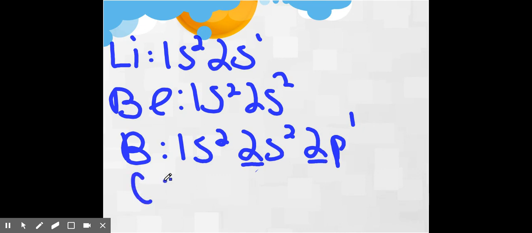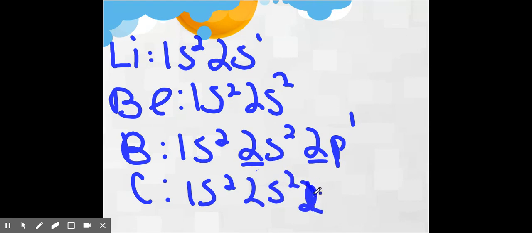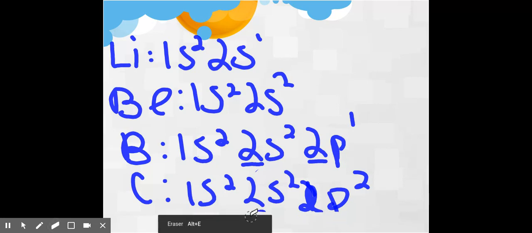Okay, carbon would be 1s2, 2s2, 2p2. Now we have 4 electrons in still the second energy level. So the second energy level is going to be approximately the same distance from the nucleus. So we're adding more electrons to the same distance from the nucleus, essentially. This might be a little bit of an oversimplification, but let me erase this so we can go to the next slide.